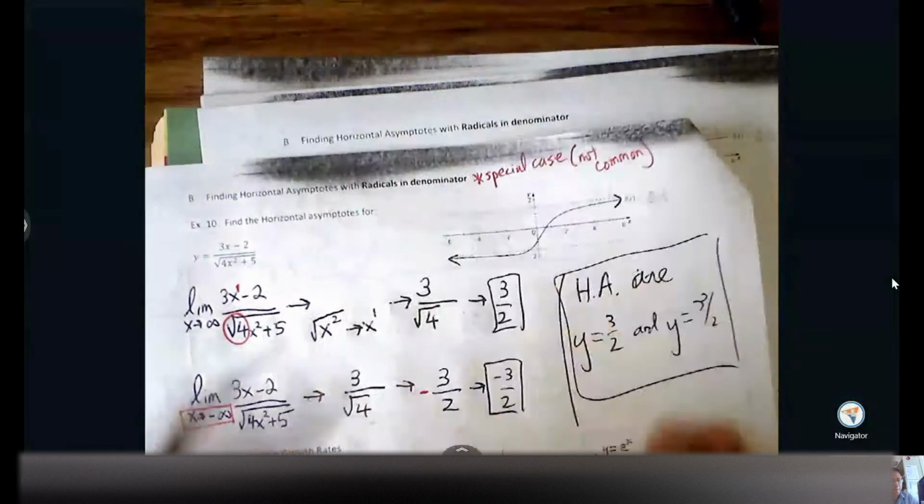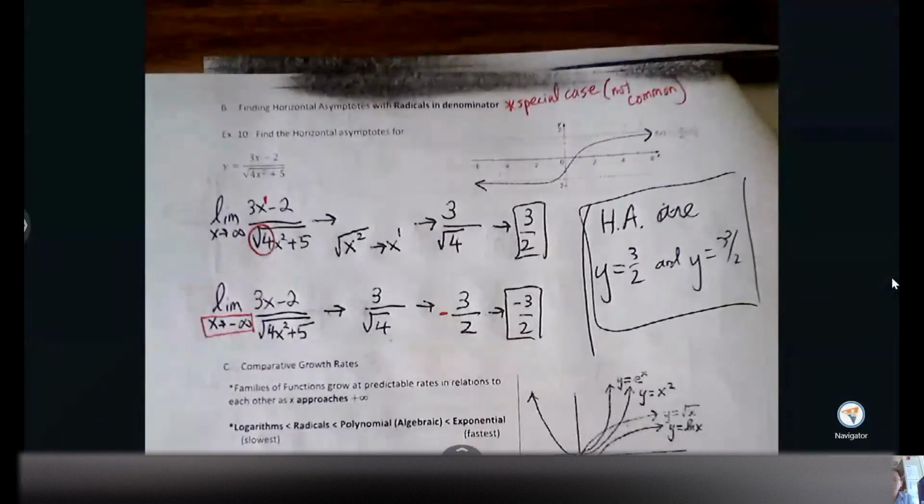So we say that the horizontal asymptotes are at y equals 3/2 and y equals negative 3/2. Once you find one, you have the other. You just have to know that they're going to be opposite signs.